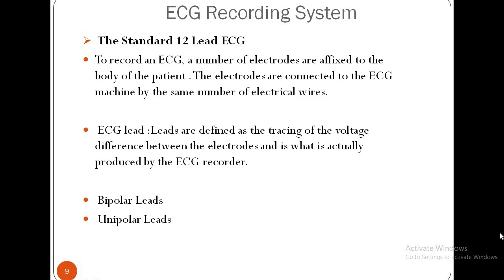The standard ECG has 12 leads, which are obtained by means of 10 electrodes. 6 of the leads are considered limb leads because they are placed on the arms or legs of the individual. The other 6 leads are considered precordial leads because they are placed on the torso or the precordium. There are two configurations, bipolar leads and unipolar leads.